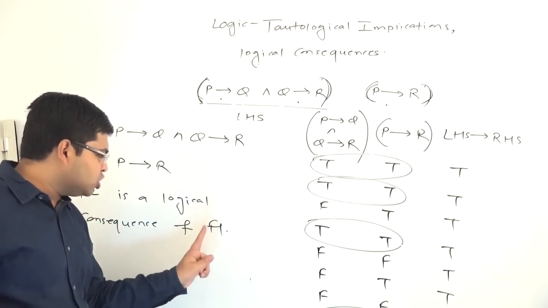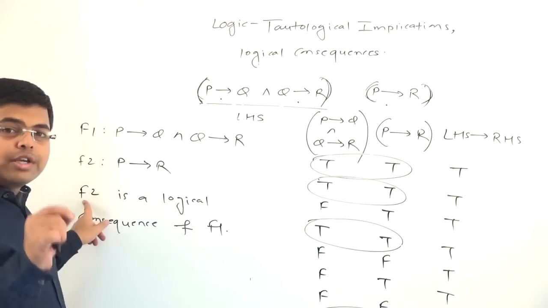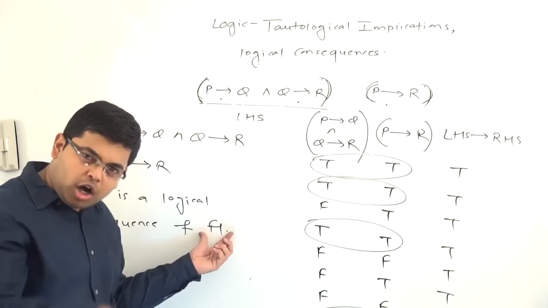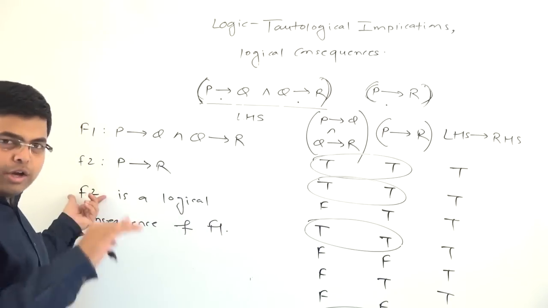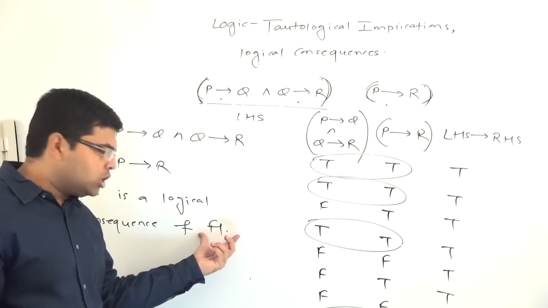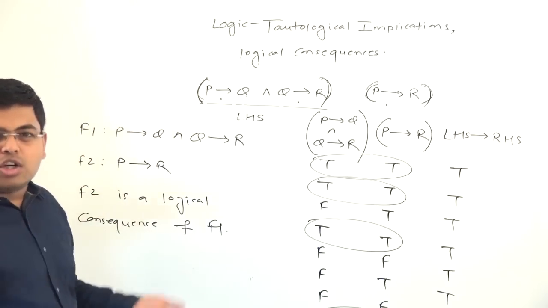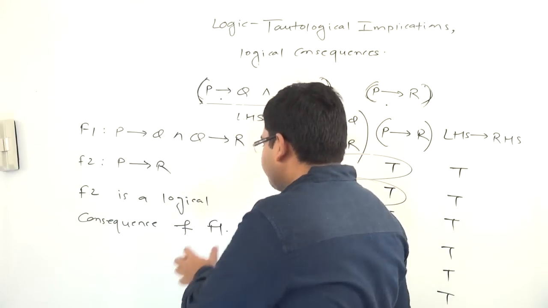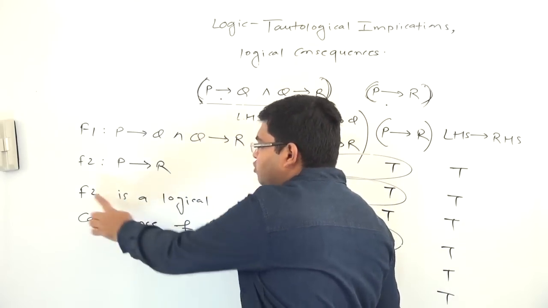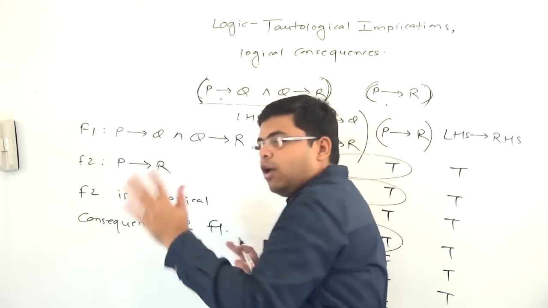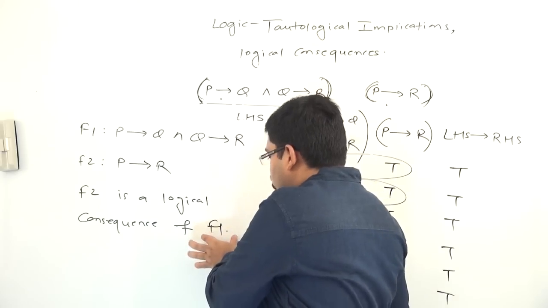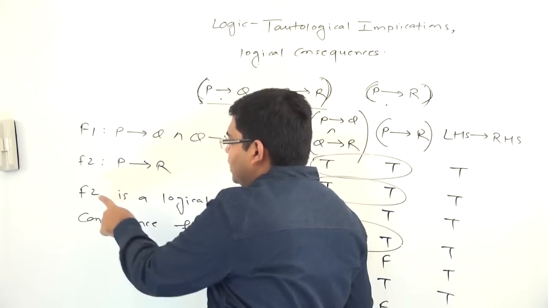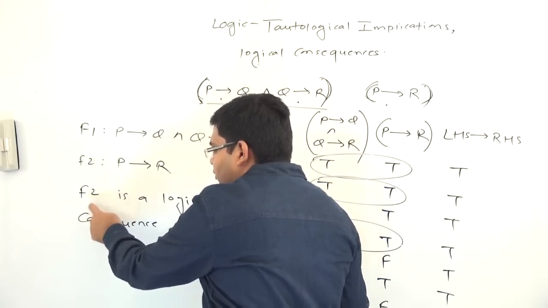Whenever F1 is true, F2 cannot be false. Whenever F1 is false, we are not worried about F2. So if F1 is false, then F2 may be either true or false, that is completely okay. But whenever F1 is true, then F2 will always be true. Or what we can say, the truthiness of F1 guarantees the truthiness of F2.